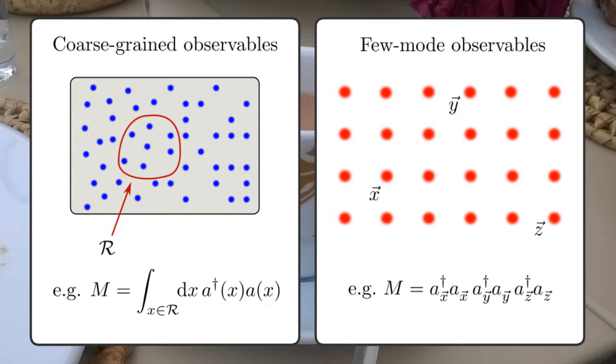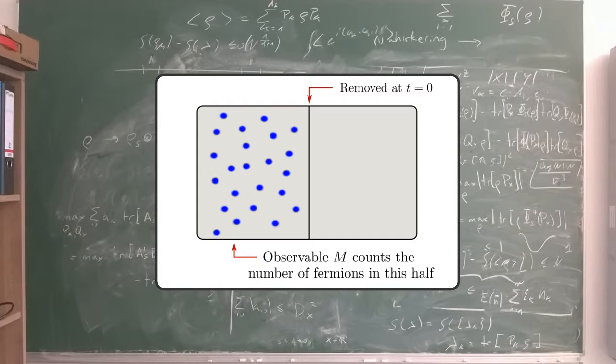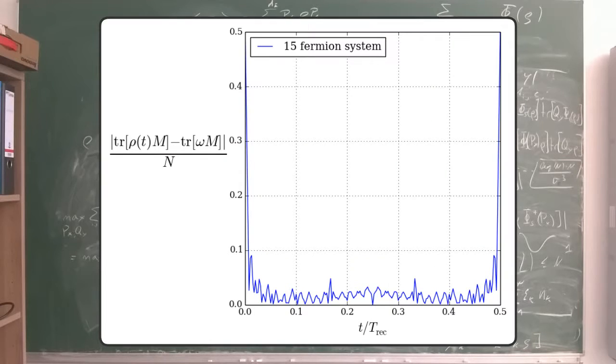The next step was to look at some examples. One of these involved n fermions trapped in one half of a box. At time 0, a partition is removed and the gas is allowed to expand. By focusing on the observable that measures the number of fermions in the left half of the box, we can ask whether equilibration occurs and how long it takes.